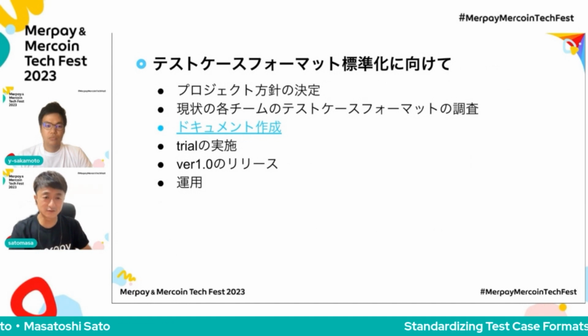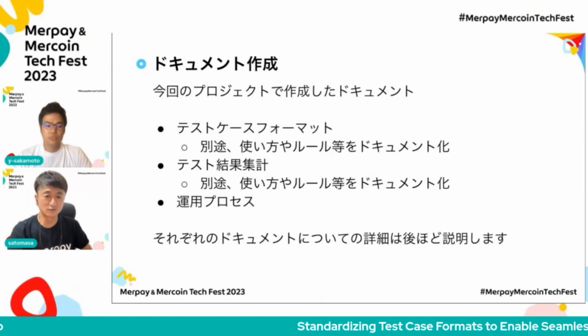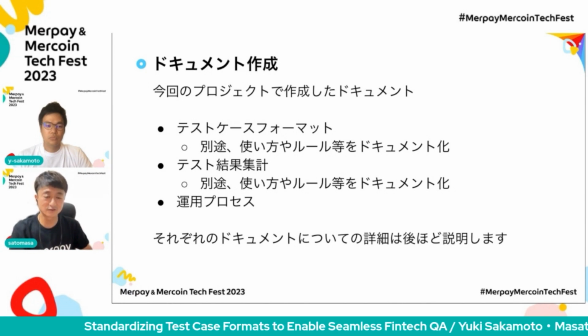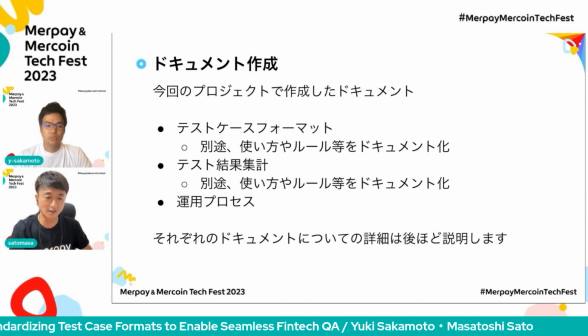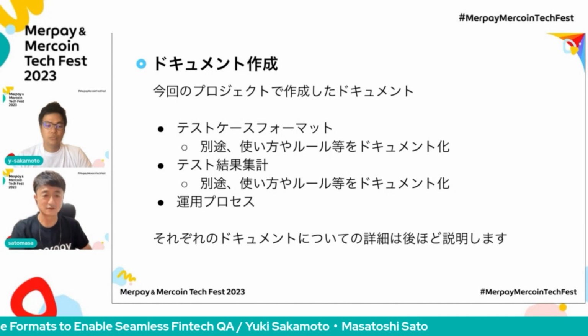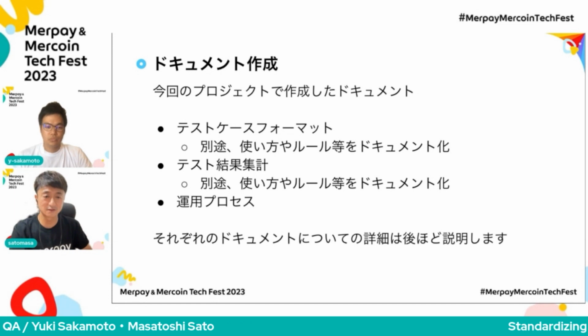Next, we created documentation. There were 3 major documents created in this project. These are test case format, test result aggregation format, and operational process format. And more details about these documents will be provided later.